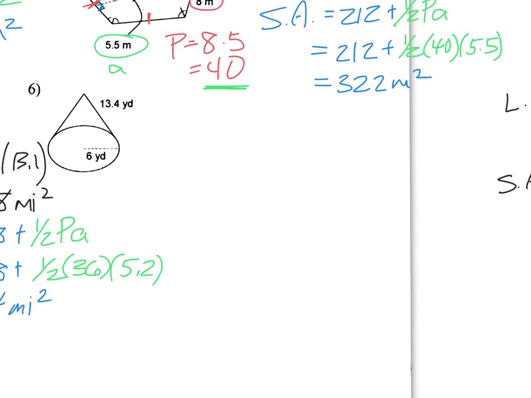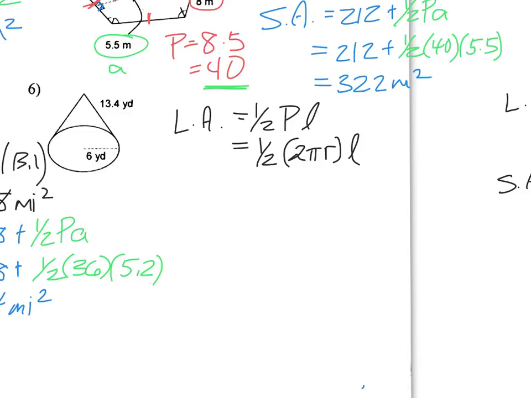Alright, last one, the cone. Only difference in a cone, it's a circle. Lateral area is still 1/2 PL, but remember, perimeter in a circle is circumference, so it's 1/2 times 2 pi r times L. So the 1/2 and the 2's cancel. So the technical formula is this, but you don't have to remember that if you can remember basic concepts.